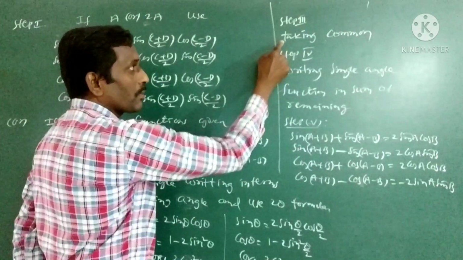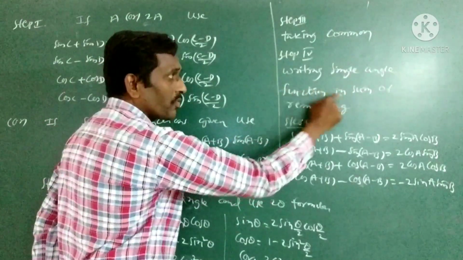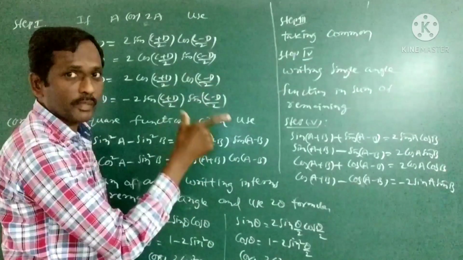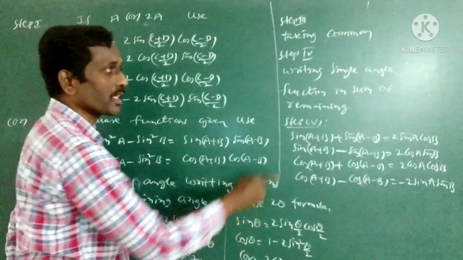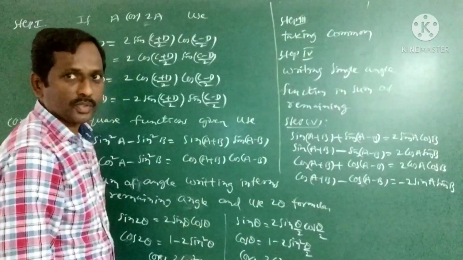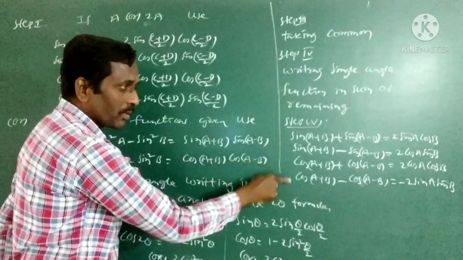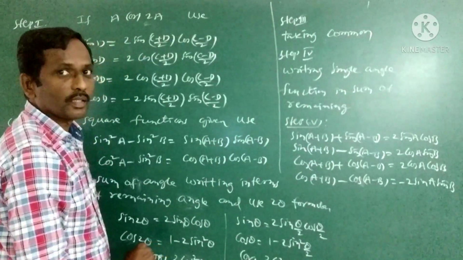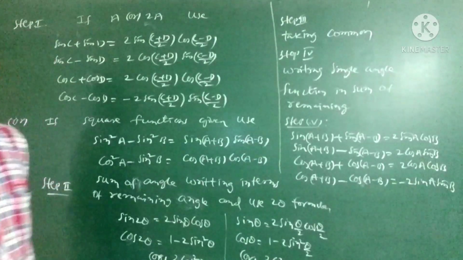After taking common, next we come to the step of writing the single angle function as a sum of the remaining. Inside the bracket you will get one function in a single angle. That function you have to convert into the sum of the remaining values. Now coming to the 5th step, we are getting one of the forms of these 4. You have to write the formula. Once you write it, the problem will be completed. You will get the answer for the problem.